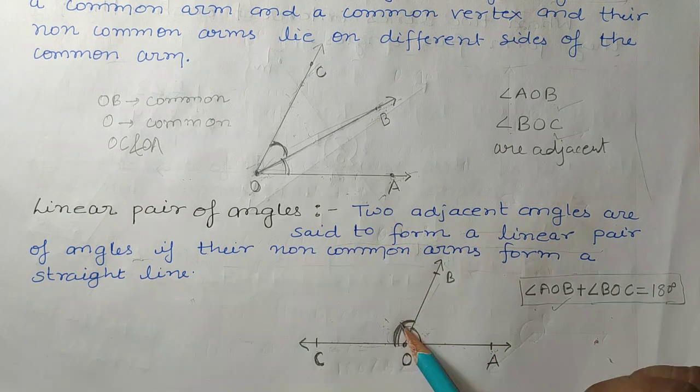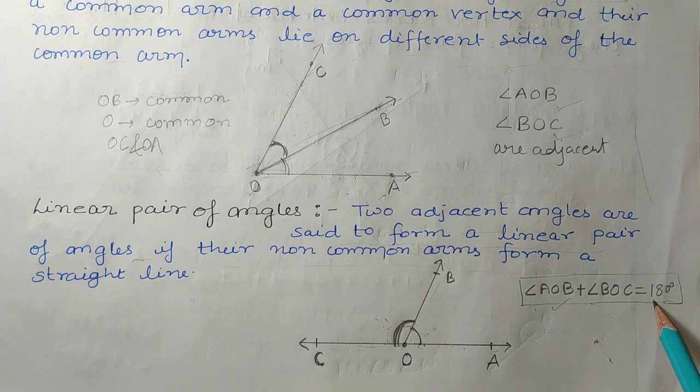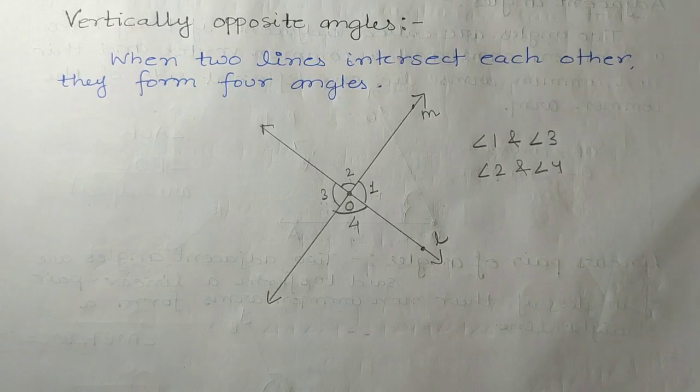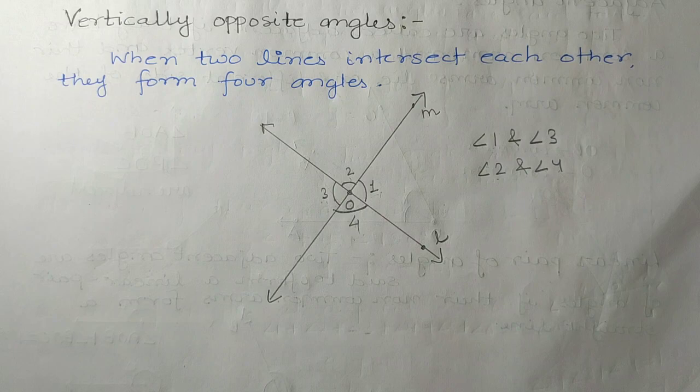On a straight line, the whole angle is what? 180 degrees. So in adjacent angles, if the sum of these two angles is 180 degrees, they are called a linear pair of angles. Or in other words, if non-common arms in adjacent angles are forming a straight line, then the angles are known as what? Linear pair of angles.